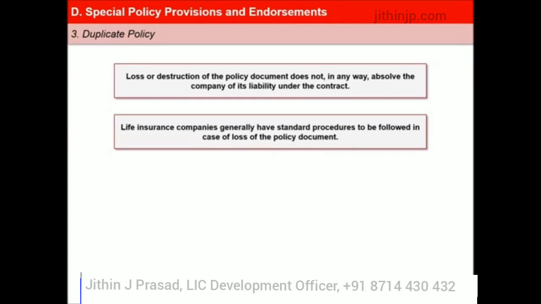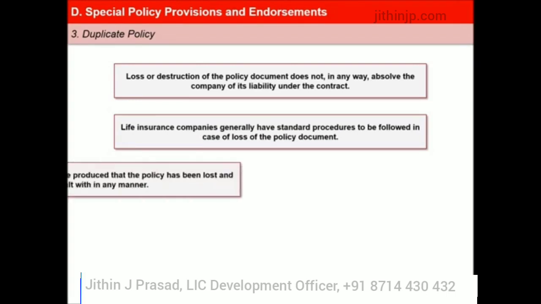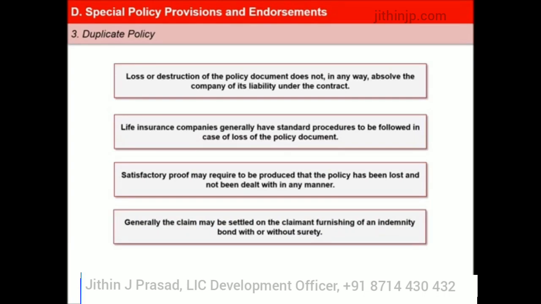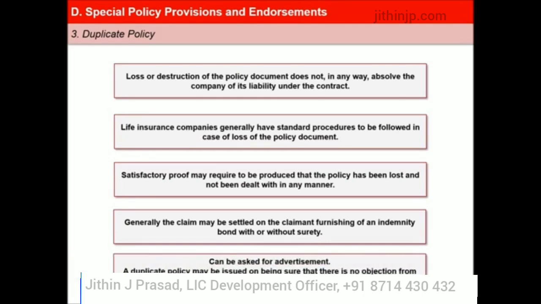Normally, the office would examine the case to see if there is any reason to doubt the alleged loss. Satisfactory proof may be required to be produced that the policy has been lost and not been dealt with in any manner. Generally, the claim may be settled on the claimant furnishing an indemnity bond with or without surety. If payment is shortly due and the amount to be paid is high, the office may also insist that an advertisement be placed in a national paper with wide circulation reporting the loss. A duplicate policy may be issued on being sure that there is no objection from anyone else.